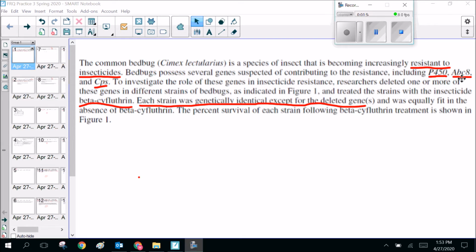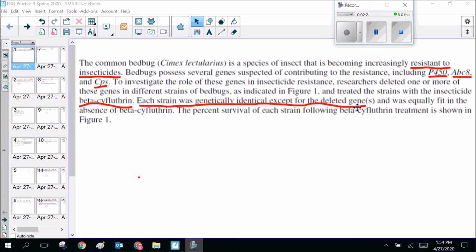I then underlined each of the specific names of genes they gave me because I figured that those would be important to know and to take note of as we went along. P450, ABC8, and CPS. I then underlined the name of the insecticide, and then I underlined this because this helps me to better understand how they're defining their variables. Each strain was genetically identical except for the deleted genes. So that sounds like a control to me, or some sort of way that they're trying to set up this experiment.